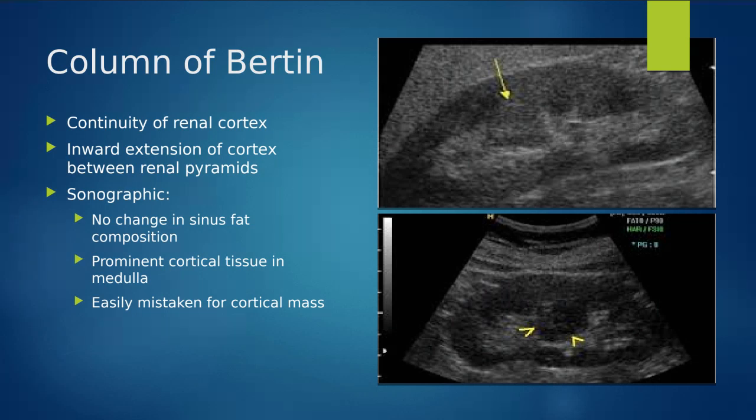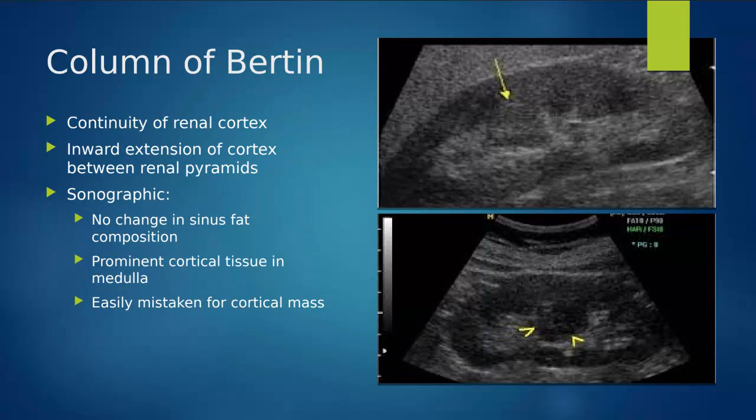One of the most common types of variants that we see in the kidney is a column of Bertin, and then we're also going to talk about on the next slide a dromedary hump. These are so common for us to see on ultrasound, but it's very easy to mistake both of these variants for pathology or for some type of discrete mass that's happening in the kidney themselves.